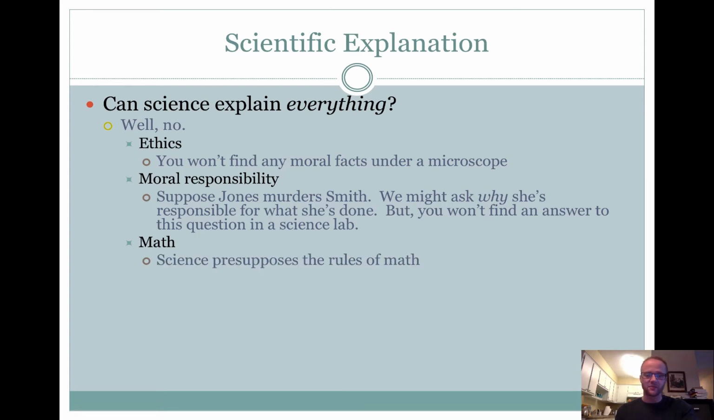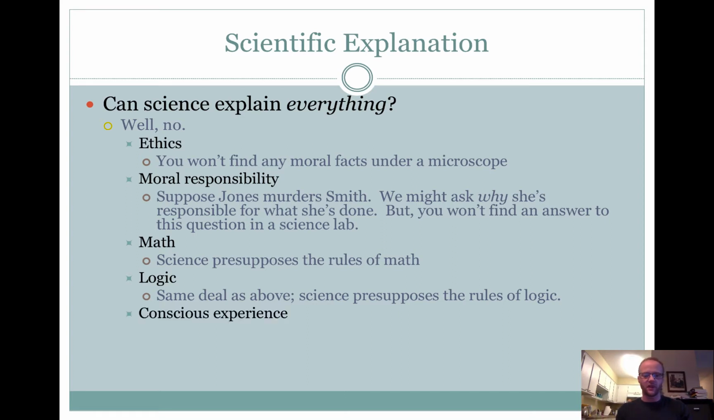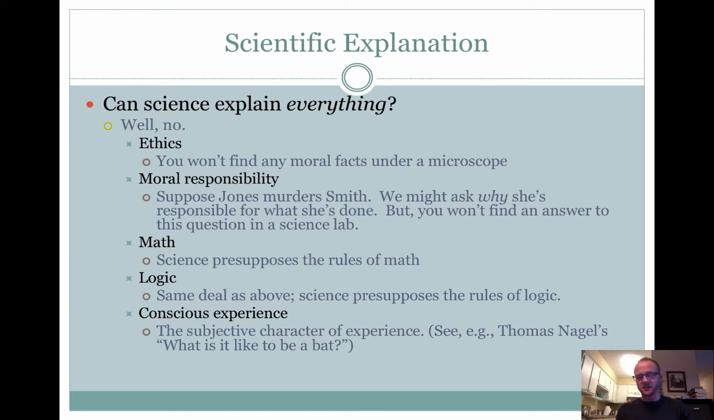Science can't explain math. Science can't tell us why 2 plus 2 equals 4. Obviously enough, it can't explain math. It presupposes math. Any scientific explanation is going to presuppose the rules of mathematics. So it doesn't prove or explain the rules of mathematics. It just presupposes that they're there. And the same thing is true about logical reasoning. Science can't prove or explain logic. It depends on logic, so it can't explain it. So ethics, moral responsibility, math, logic, also conscious experience.